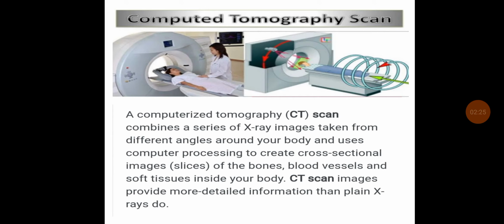Computed tomography, CT scan. A computerized tomography CT scan combines a series of X-ray images taken from different angles around your body and uses computer processing to create cross-sectional images, slices of the bones, blood vessels, and soft tissues inside your body. CT scan images provide more detailed information than plain X-rays do.